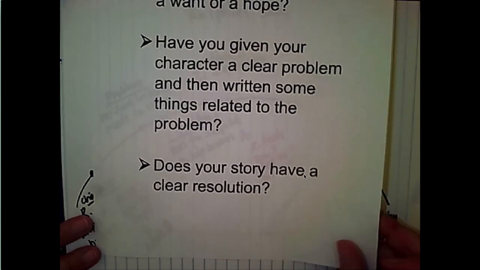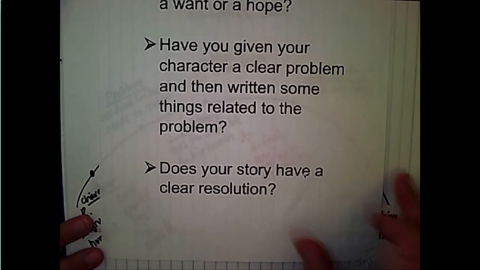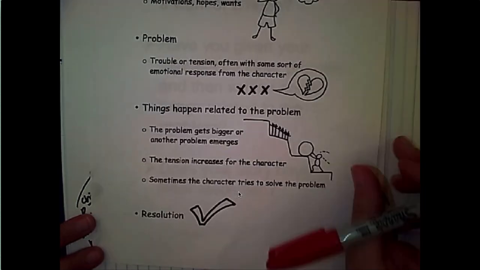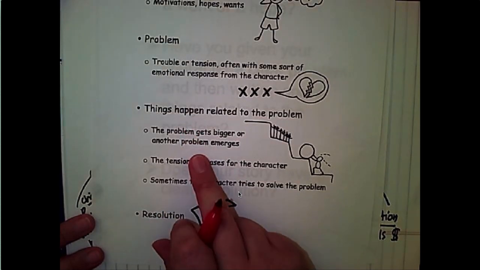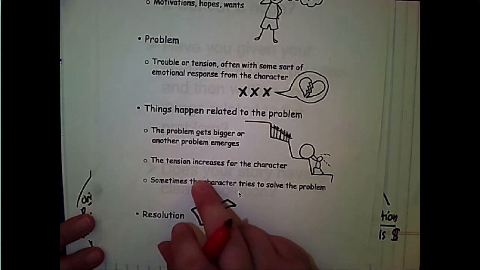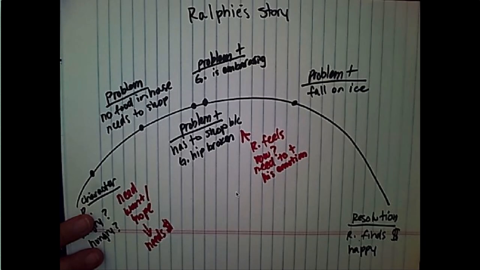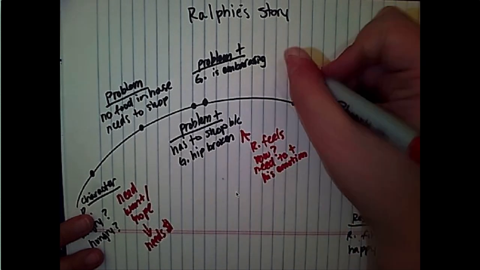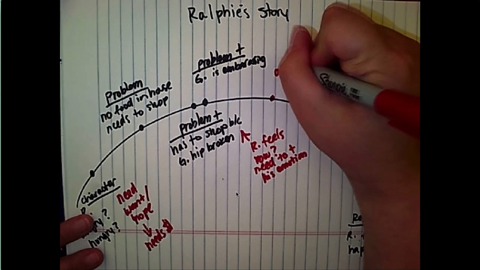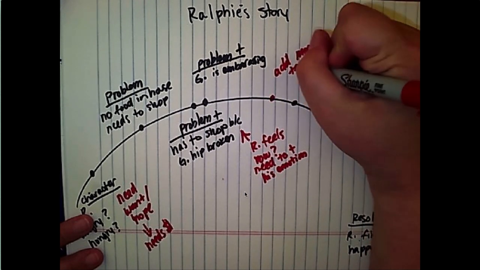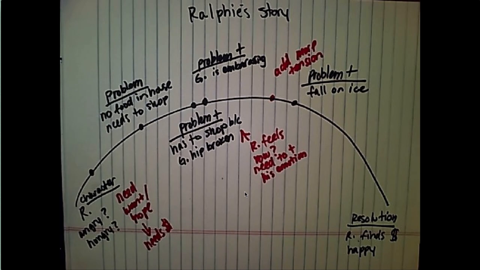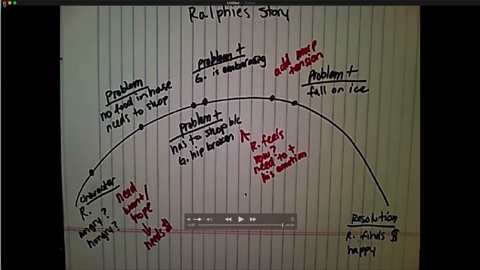The only thing I think I would maybe add is some more things that are related to the problem. So if I go back to that section on my tool, the problem gets bigger or another problem emerges. I'm not sure the tension increases for the character. So maybe I could do some work over here, maybe before he falls on the ice, I could add more tension. Okay. So this is kind of like my to-do list. I have my story laid out on the arc, but these parts in red are the things that I'm going to go through and revise when I go off to do that work.